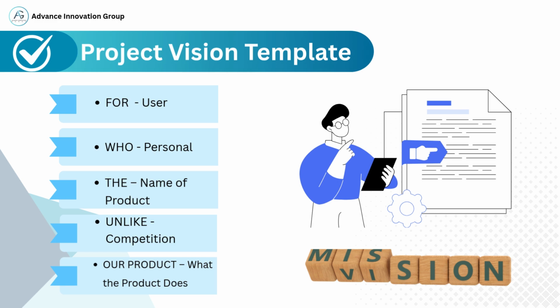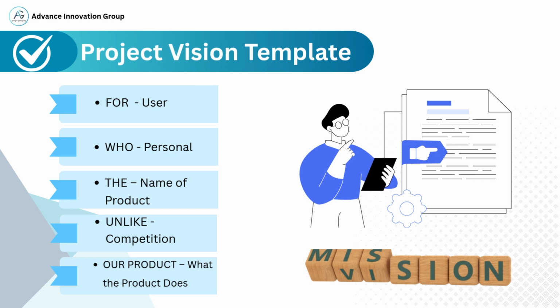The: What is the name of the product or service being created? Unlike: What makes this product different from existing competitors? Our product: What is the unique benefit or function of your product? This template helps create a clear, value-driven, and customer-centric vision. It helps all team members, especially the product owner and Scrum team, to align with the purpose of the project.